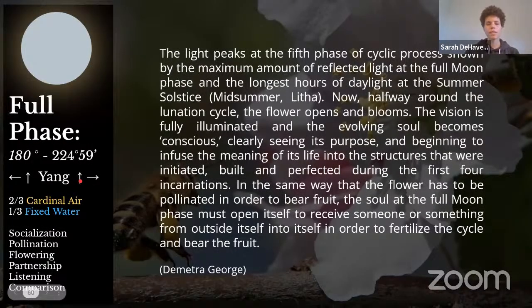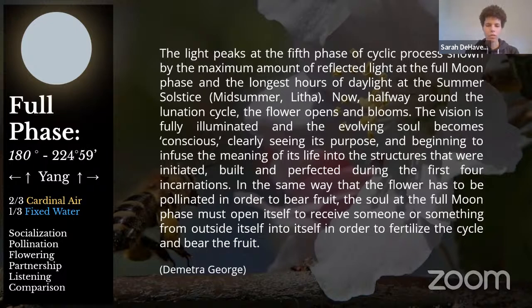Demetra George says, the light peaks at the 5th phase of cyclic process shown by the maximum amount of reflected light at the full moon phase and the longest hours of daylight at the summer solstice. Now halfway around the lunation cycle, the flower opens and blooms. The vision is fully illuminated and the evolving soul becomes conscious, clearly seeing its purpose and beginning to infuse the meaning of its life into the structures that were initiated, built, and perfected in the first 4 incarnations, which, you know, AKA phases, right?